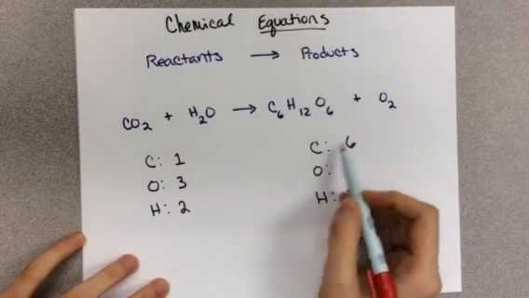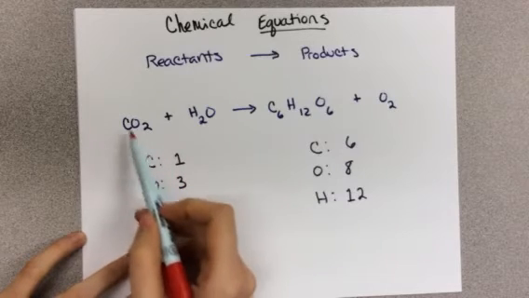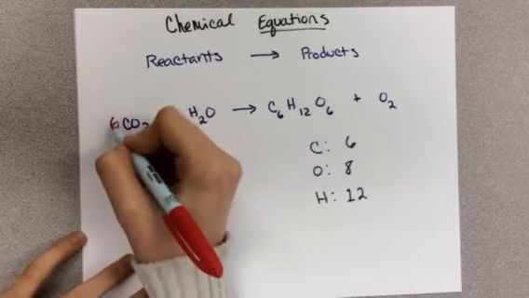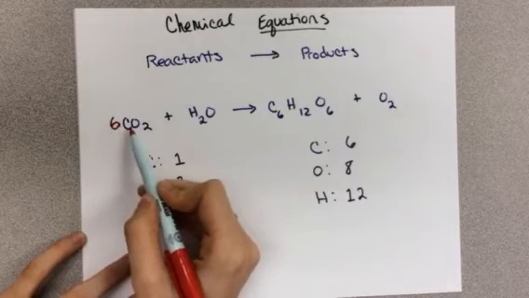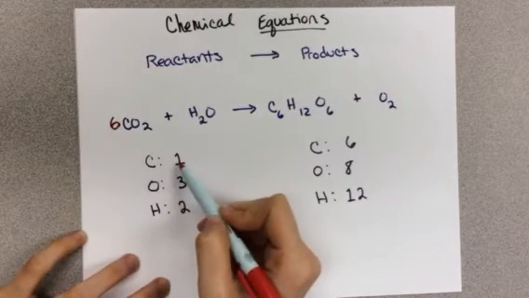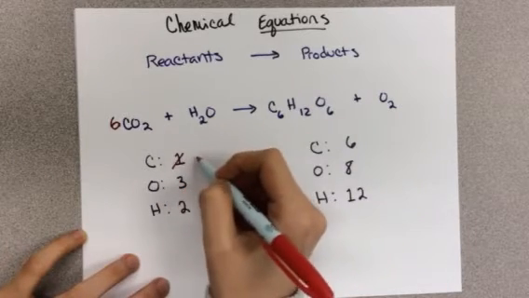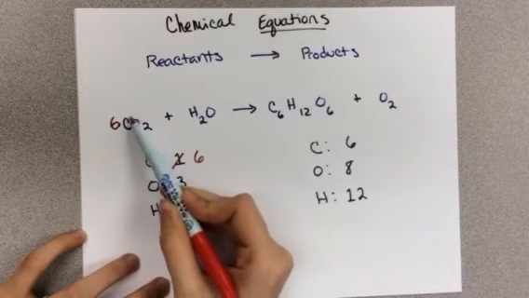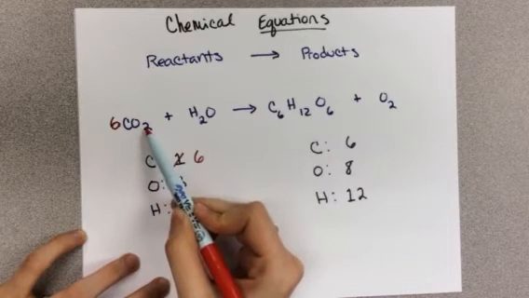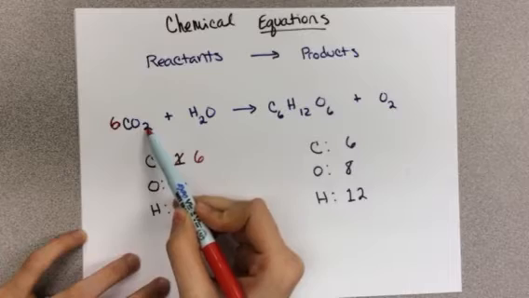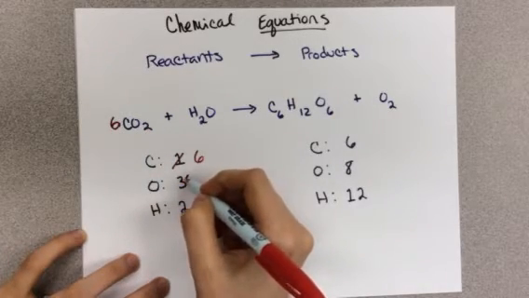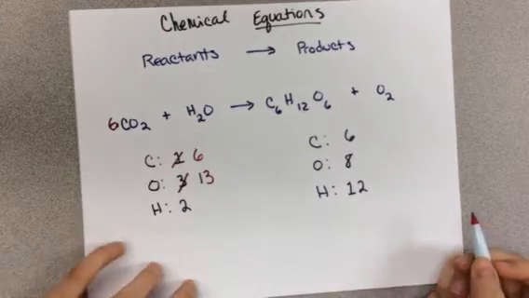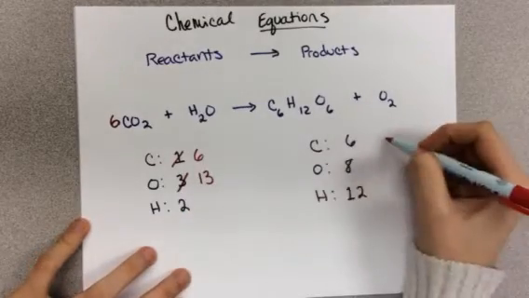So if I look at 6 carbons here and I need 6 here, I'm going to need 6 molecules of carbon dioxide. So I'm going to put a coefficient here. The 6 means that I now have 6 molecules of CO2. So now I have to change this because I no longer have only 1 carbon, I have 6. But also, I now have more oxygens. So remember that every molecule of carbon dioxide has 2 oxygens. And since I have 6 molecules, I'm going to multiply this 2 by the 6. So I have 12 oxygens here plus the 1 over here. So 13 oxygens.